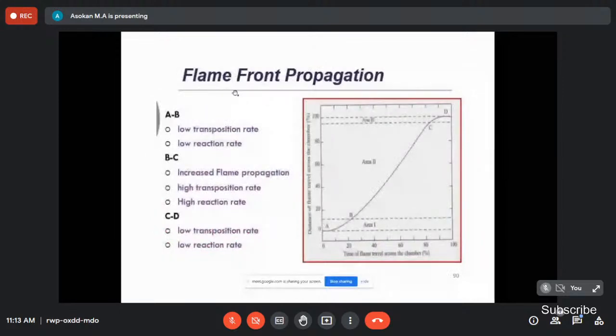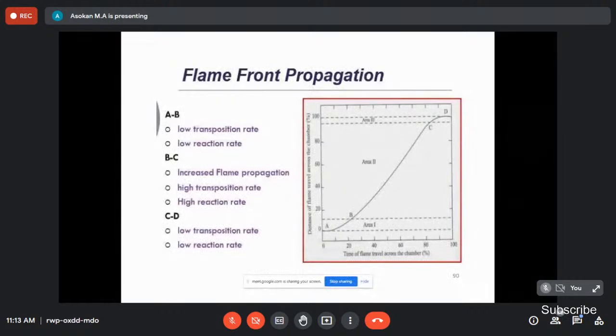This is the flame propagation. You can categorize it into three areas: area 1, area 2, area 3. In area 1, there is a low transposition rate and a low reaction rate, because initially only a very small quantity of fuel has burned. Right? A to B. After B, almost all the fuel is ready for combustion. Then the flame travels at a faster rate, which is the flame propagation. The mixing also increases and the chemical reaction increases. At the same time, there is a high transposition rate, with the flame traveling at high speed.